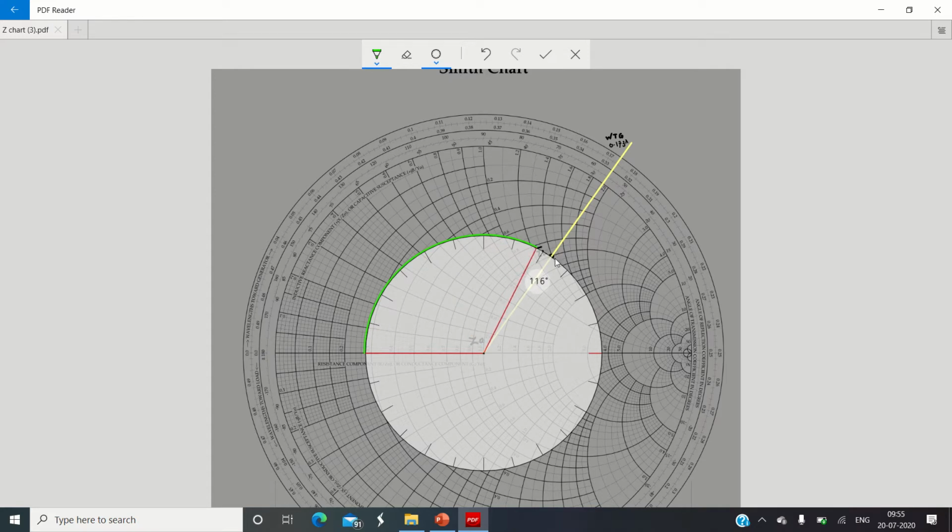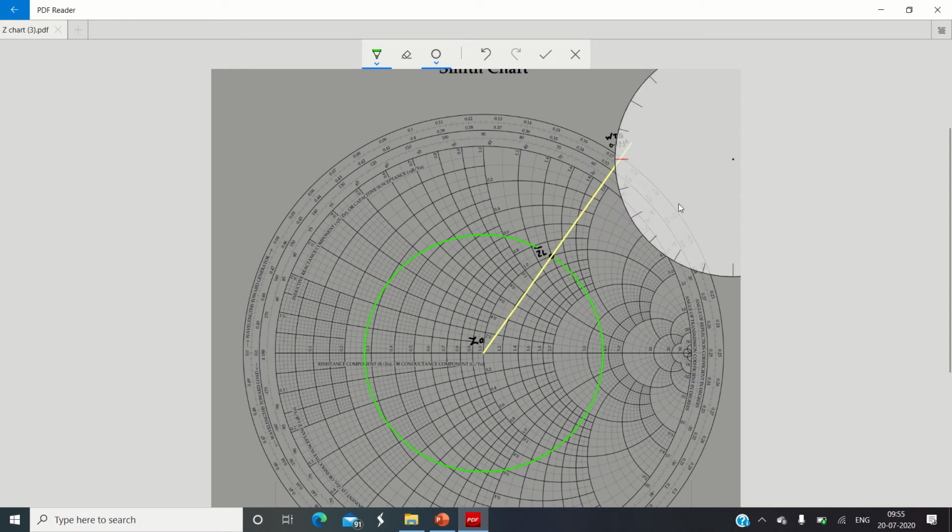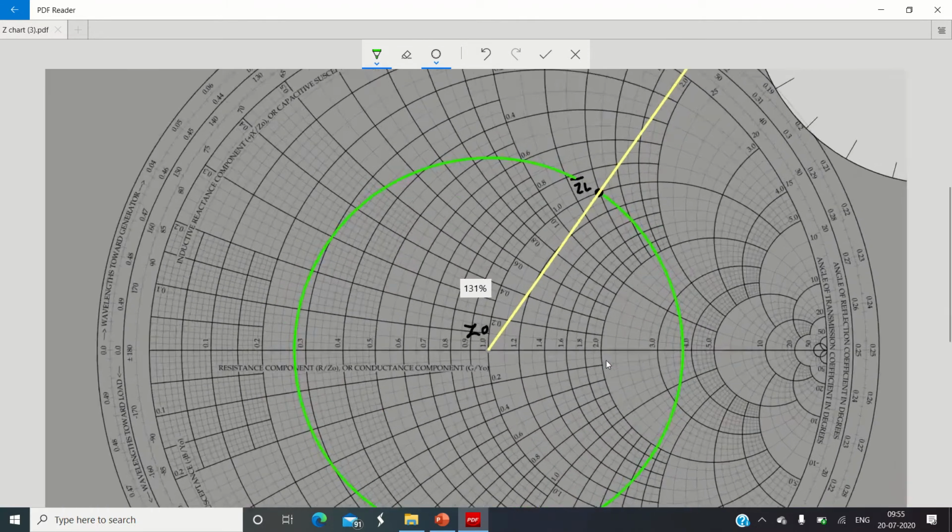Okay, so from here I will draw so that the label becomes visible. You can draw it continuously if you want. Okay, so what I have drawn here is a constant VSWR circle which is passing through that ZL bar. Okay, so zoom in the Smith chart.